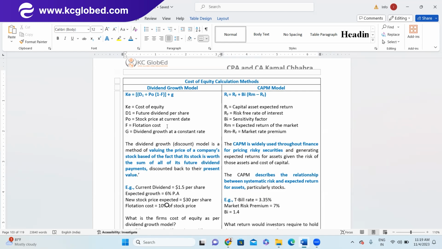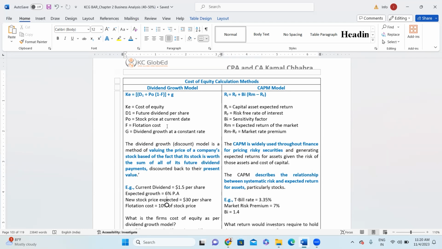Second, on the right hand side, the model is called CAPM. The full form is capital asset pricing model. The formula is RI, which is the capital asset expected return, RF, which is the risk-free rate of return, BI, which is a sensitivity factor, and RM, which is the expected return of the market. And RM minus RF is equal to the market rate premium.